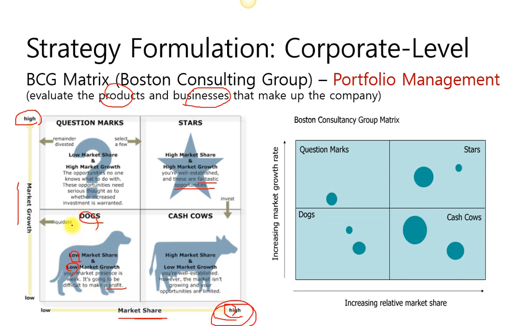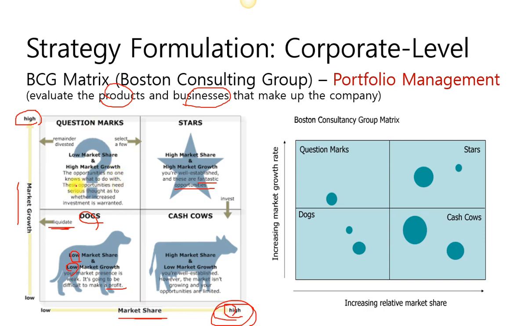So what should you do? When you're a dog, you should exit. You should liquidate. Liquidate means exit. Make it into cash, make it into money. That's called liquidation. You should sell the company or get rid of the product. It can be products or businesses, right? Question mark is when the growth is high, but you have a low market share.